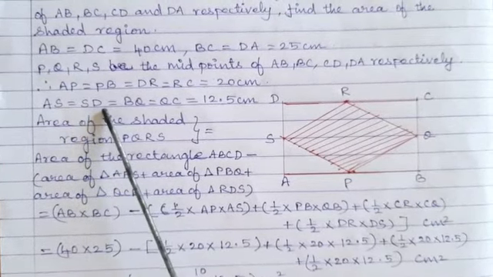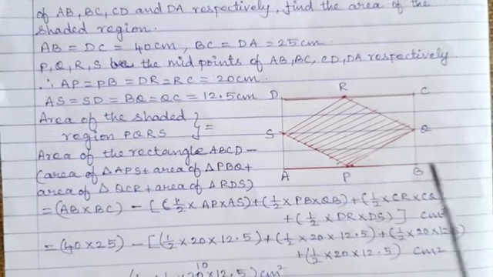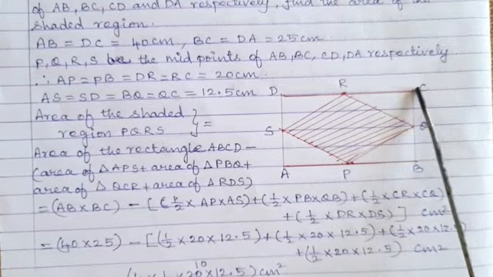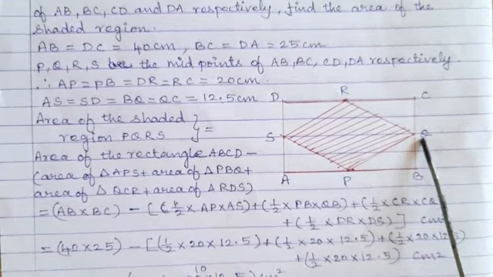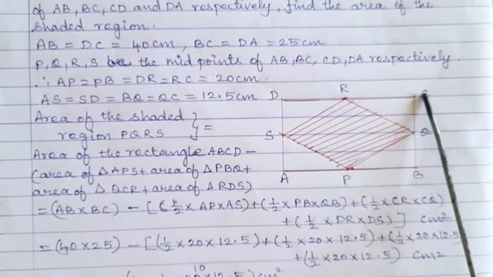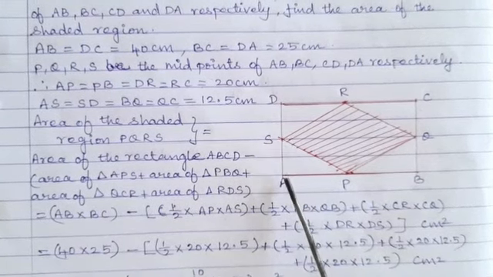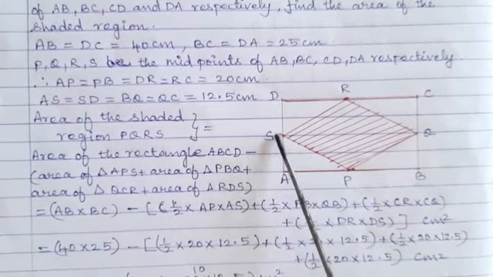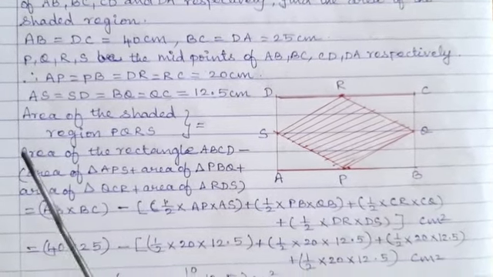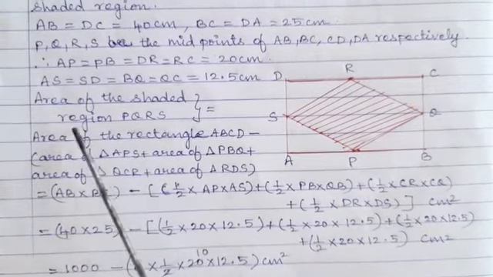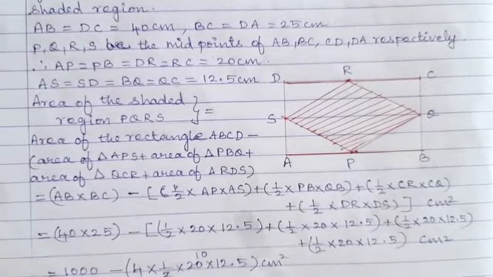Come to the other side. AS equal to SD equal to BQ equal to QC equal to 12.5 centimeter. That is BQ equal to QC, total BC is given 25 centimeter. So BQ equal to 12.5 centimeter, QC equal to 12.5 centimeter. In the same way, AD equal to 25 centimeter, S is the midpoint. So AS equal to SD, AS equal to 12.5 centimeter and SD equal to 12.5 centimeter. Now we'll find the area of the shaded region PQRS.